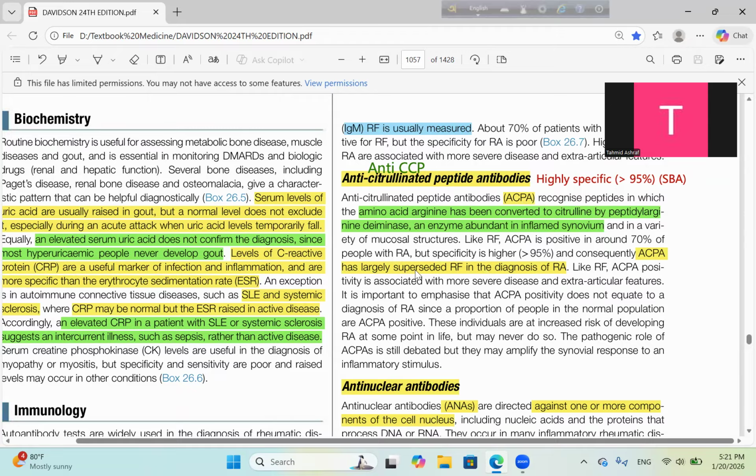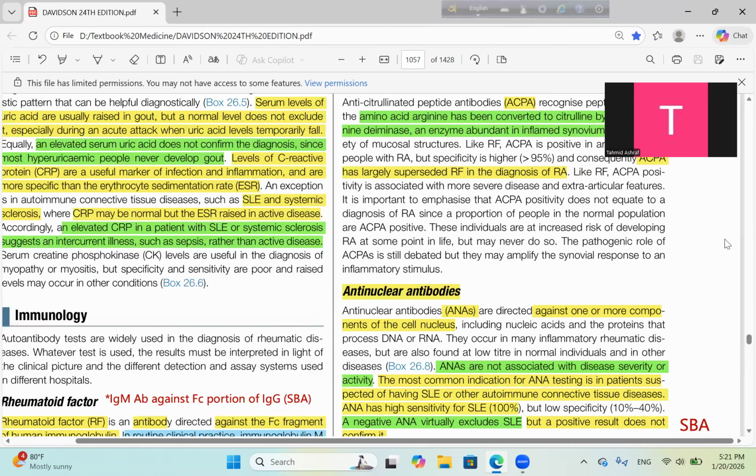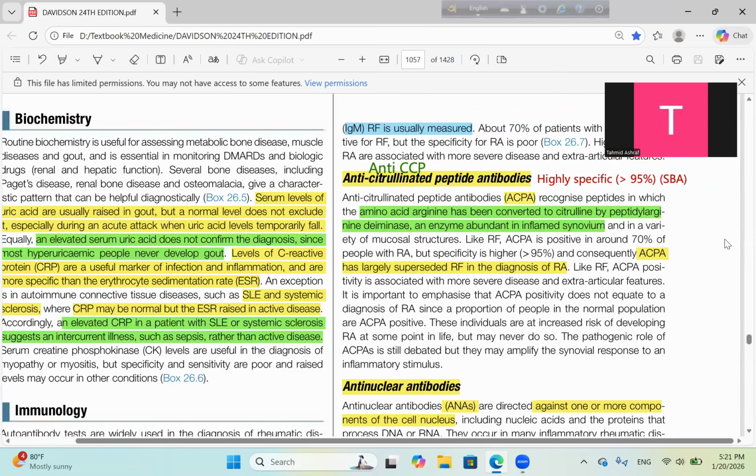ACPA has largely superseded rheumatoid factor in the diagnosis of rheumatoid arthritis. So rheumatoid factor is rather a screening investigation, and ACPA is rather a confirmatory investigation for rheumatoid arthritis. It is not that simple, but I am telling you so you remember that it has more significance than rheumatoid factor.